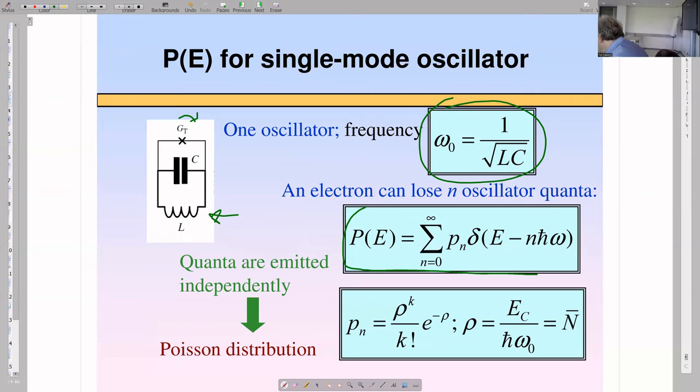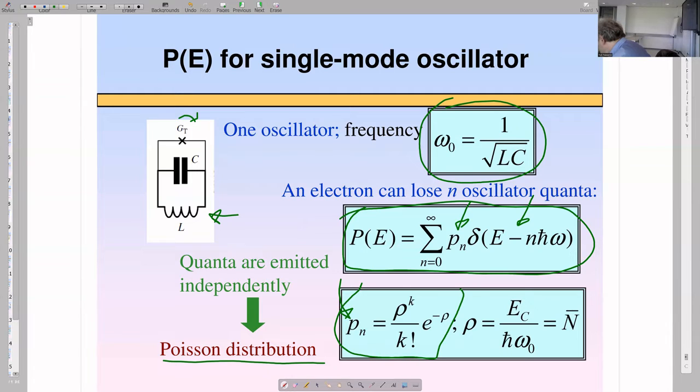So this is a distribution. It is a set of delta functional peaks, and we have discrete probabilities of emitting n quanta. Another assumption, which can be confirmed by computation, is that these quanta are emitted independently from each other. In this case, these probabilities are given by Poisson distribution.